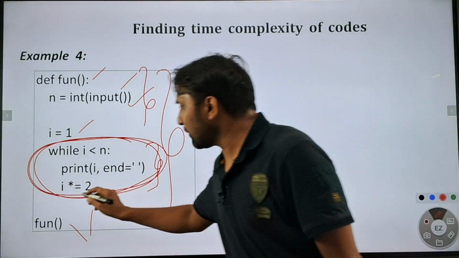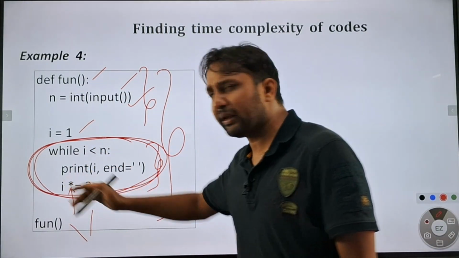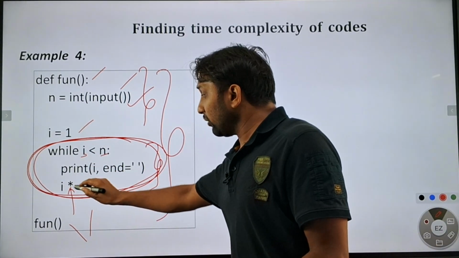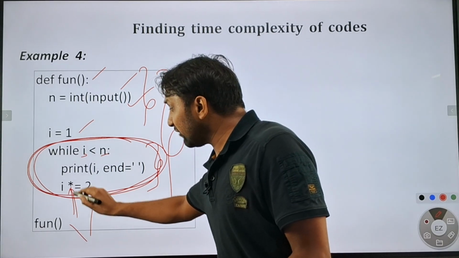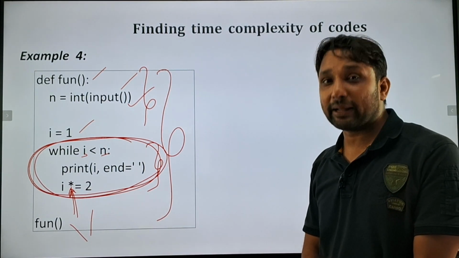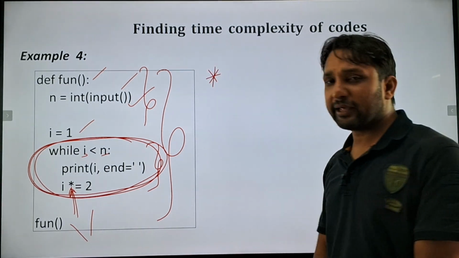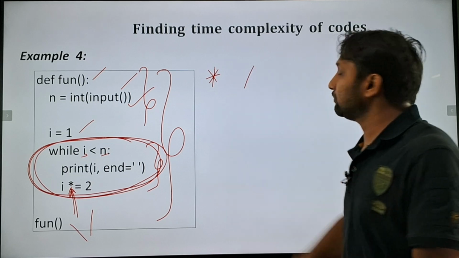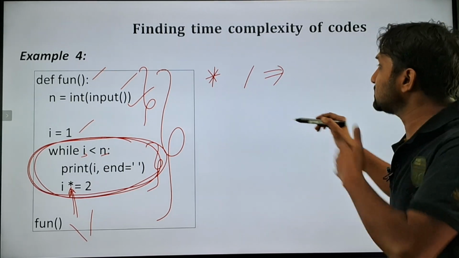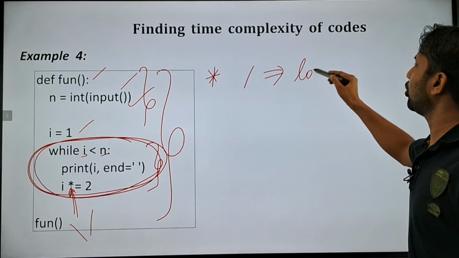The moment you see multiply, look at the increment section of this loop. How is the I value increasing and reaching n? Here the I value is incrementing by multiplication. So when you see a multiply or a divide in the increment section, close your eyes, keep your hand on your heart, it simply says that the time complexity is log n.